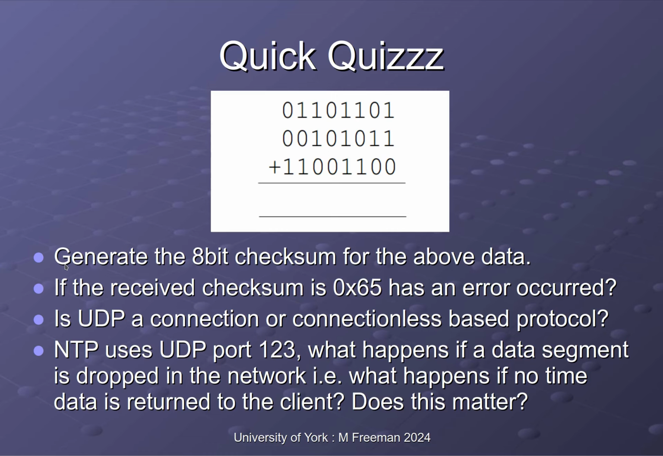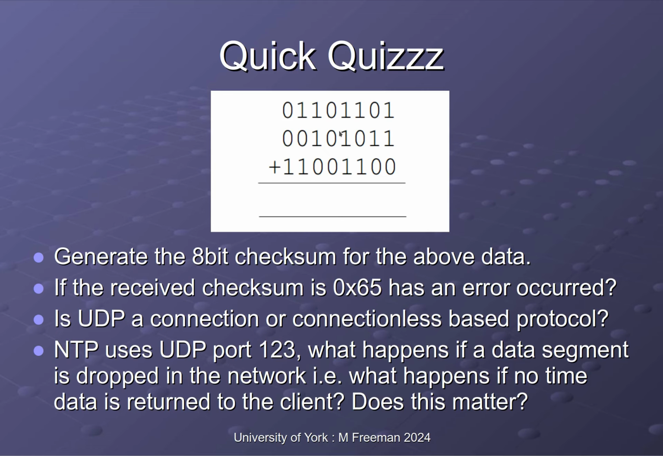To test if all that made sense, a quick quiz. I would like you to generate a checksum for these 8-bit values, being kind here, reducing the amount of pen and paper binary addition that you have to do. So add together, using 1's complement arithmetic, these 3 8-bit values to generate a result, and then obviously invert it to generate your checksum that would go into this packet. Then consider, if the receiving host received the checksum hexadecimal value 65, did an error occur during the transmission of this packet?